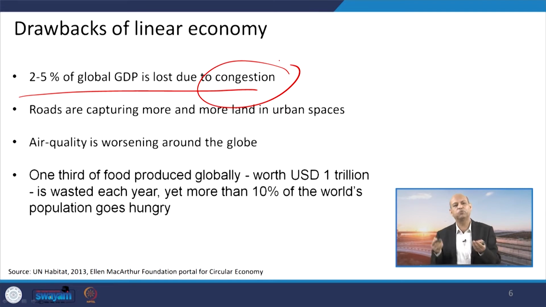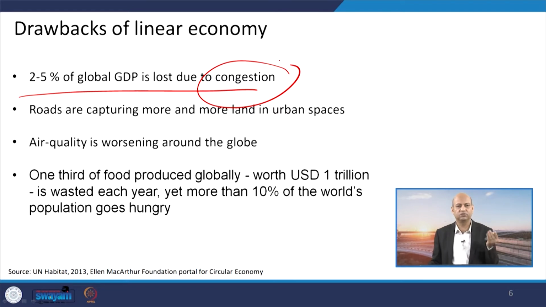If we can promote reliable and comfortable public transportation, and we can get rid of privately owned vehicles, then maybe we do not need so much land going towards road construction and maintenance of those things. Air quality is worsening because of fossil fuel usage and the emissions, as you know, greenhouse gases or air pollutants. And one-third of the food produced globally, worth 1 trillion US dollars, is wasted.